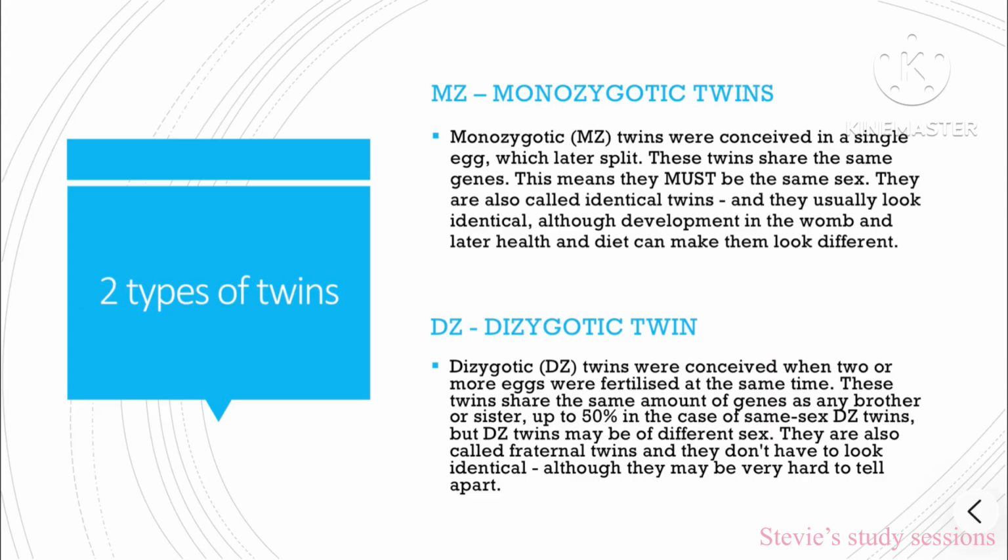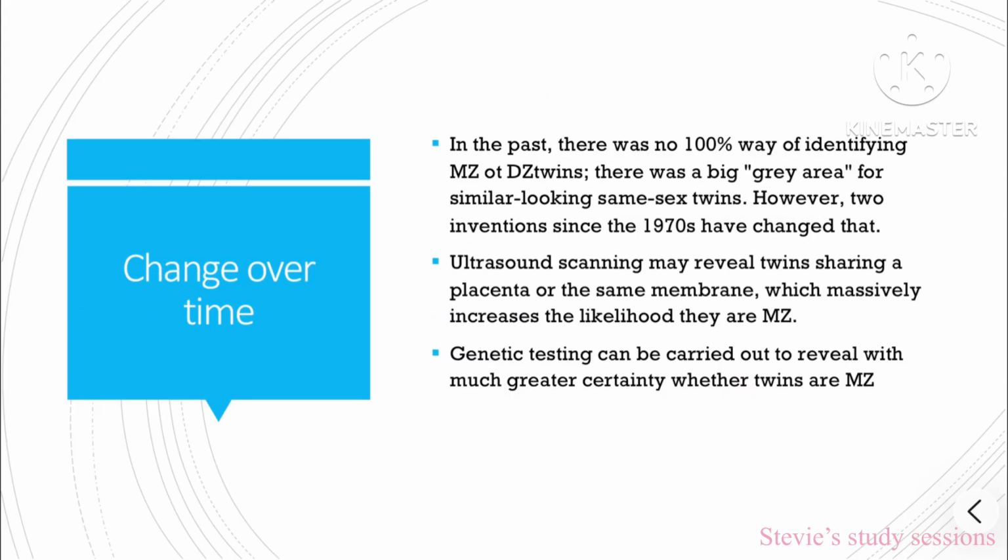Dizygotic twins are conceived when 2 or more eggs were fertilized at the same time. These twins share the same amount of genes as any brother or sister, up to 50%. These twins can be different genders. They are also known as fraternal twins, and they don't have to look identical, although they may be hard to tell apart. In the past, there was no 100% way of identifying MZ from DZ twins. There's a big grey area for similar-looking same-sex twins.